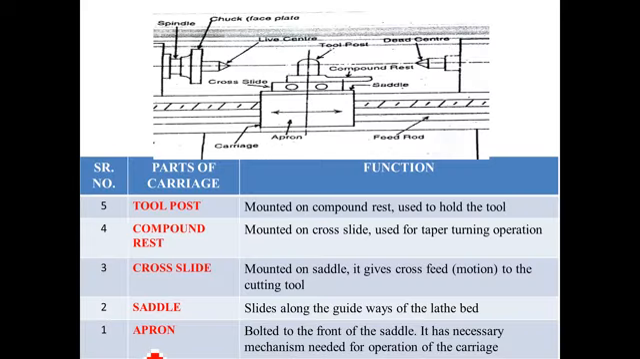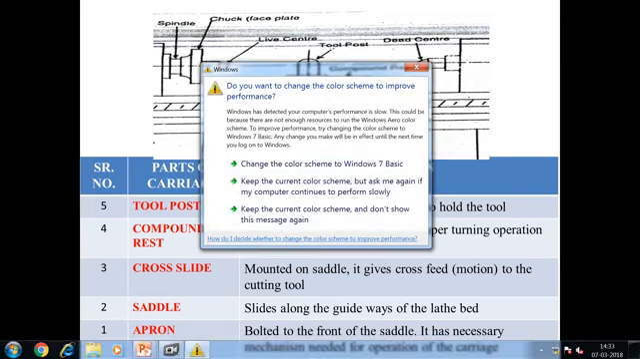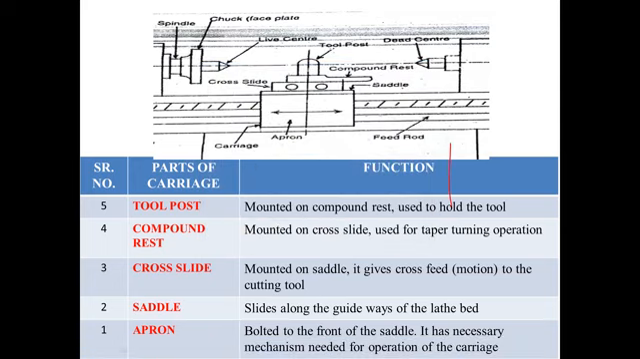Next, the specification of the lathe machine. If you want to purchase a lathe machine, what are the different parameters that you should ask about? Those are the specifications. Normally here we'll discuss the basic parts explained with the previous diagram and the functions summarized, starting from 1 to 5 parts of the carriage.